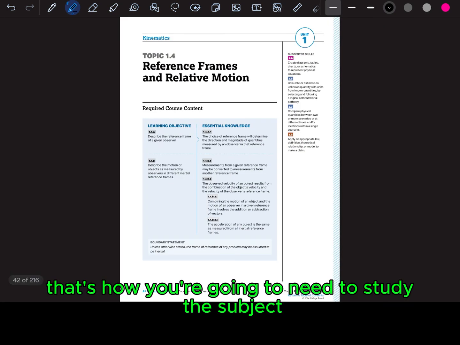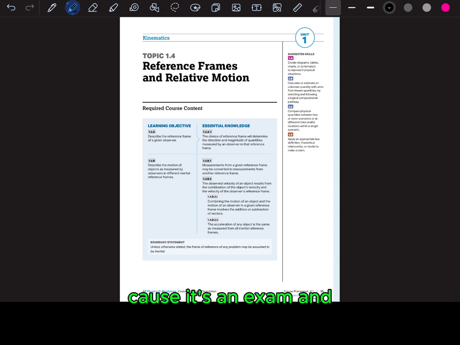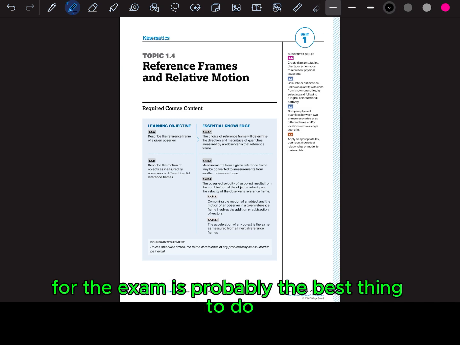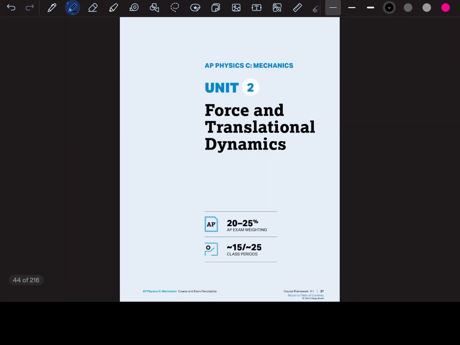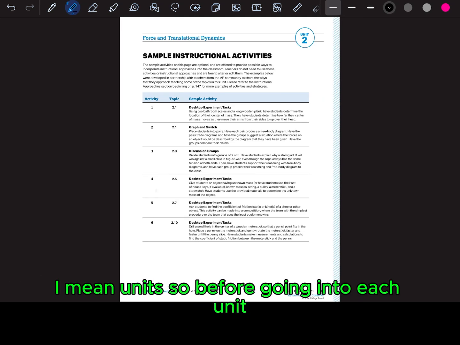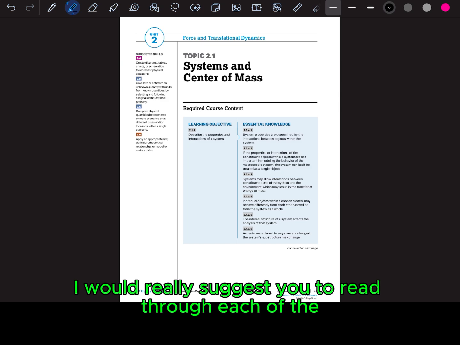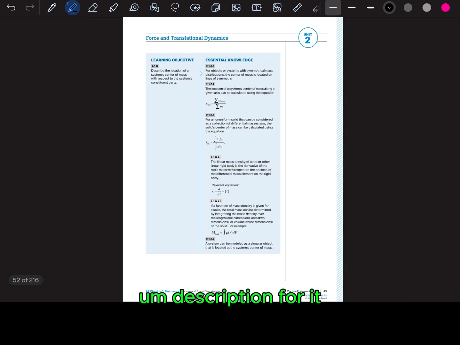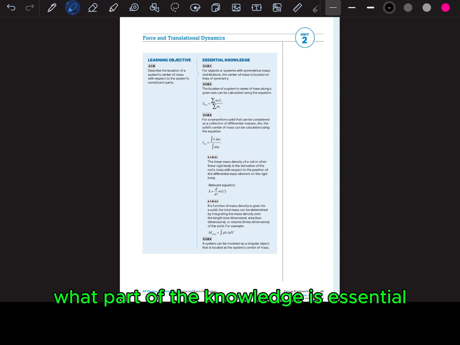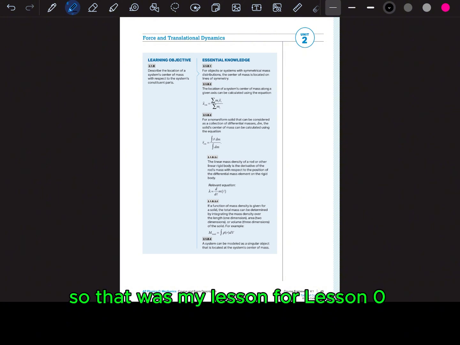So basically that's how you're going to need to study the subject, because that's the best way, because it's an exam, and just looking at the description for the exam is probably the best thing to do. And that's how it is for all of the subjects' units. So before going into each unit, I would really suggest you read through the description for it, so you can know what part of the knowledge is essential and what part of the knowledge is peripheral, you know? So that was my lesson for lesson 0.